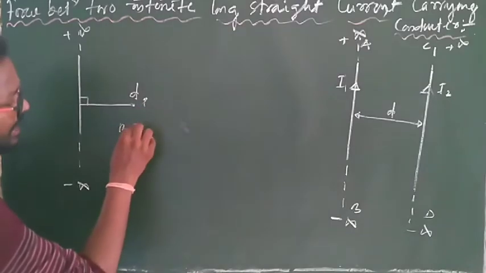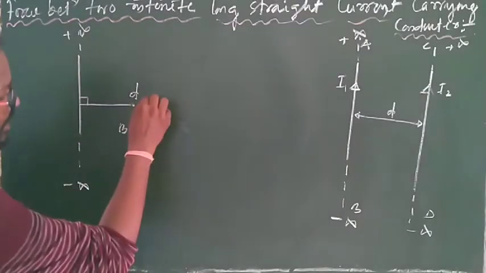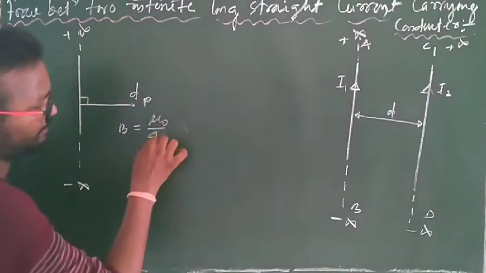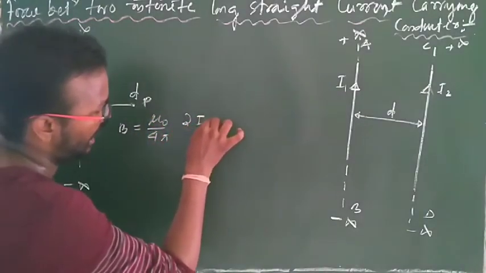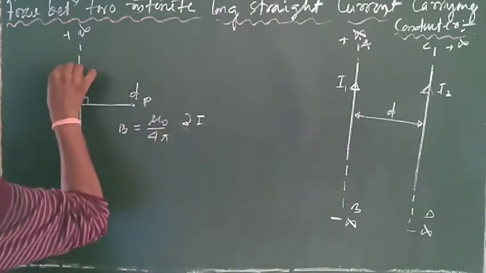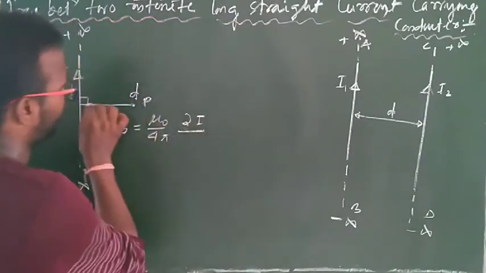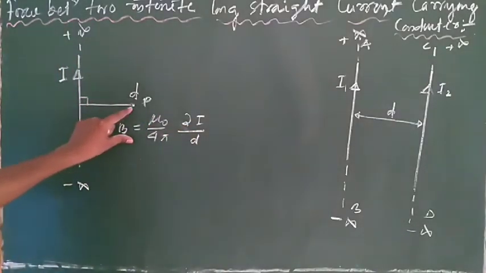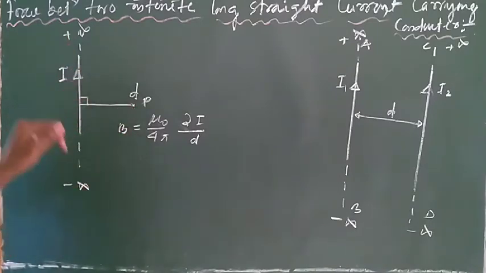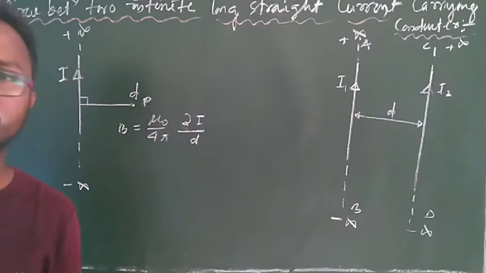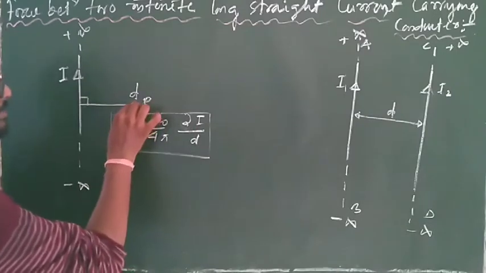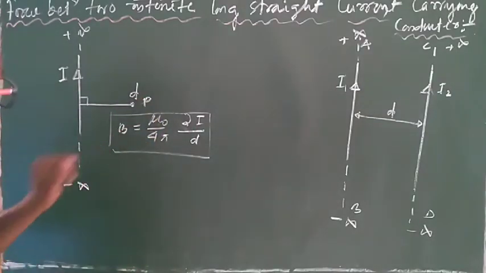We know the magnetic field at point P, which is B, and its magnitude can be written as mu naught by 4 pi times 2I by d. Here, I is the current flowing through the conductor and d is the perpendicular distance. This is the strength of the magnetic field at a distance d from an infinitely long straight conductor carrying current I. Clear? So this is it.